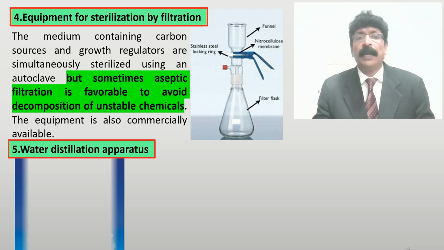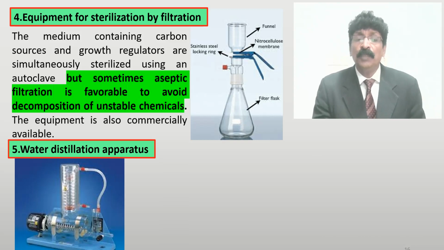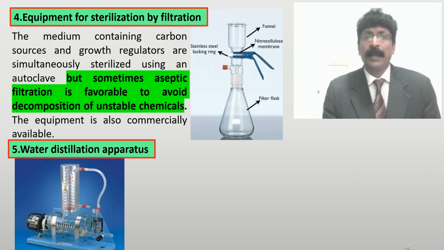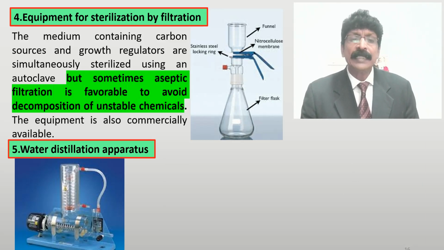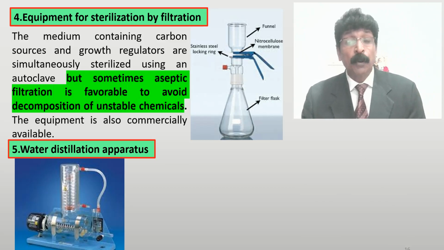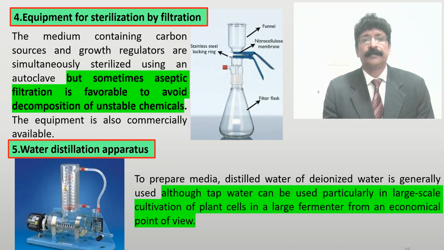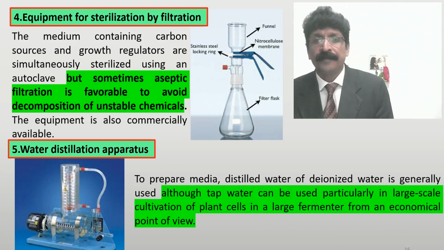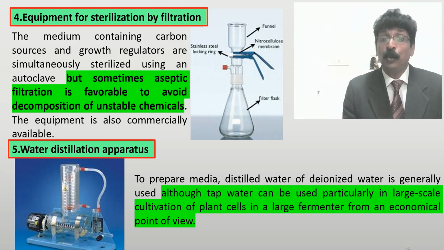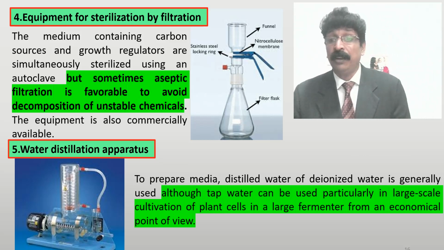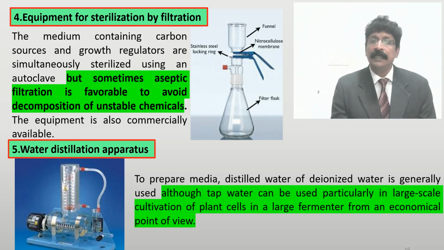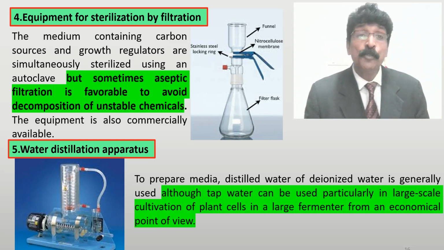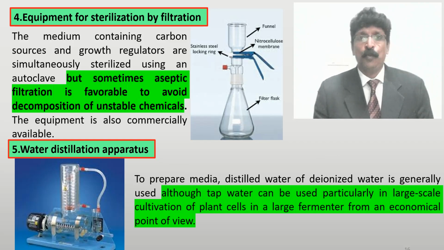Number 5, water distillation apparatus. This distillation apparatus is present in our machine room, and other distillation apparatus are available. This is a very interesting water distillation apparatus which can produce pyrogen free water. To prepare media, distilled water or deionized water is generally used, although tap water can be used particularly in large scale cultivation of plant cells in a large fermenter from an economical point of view, but usually distilled water or deionized water.